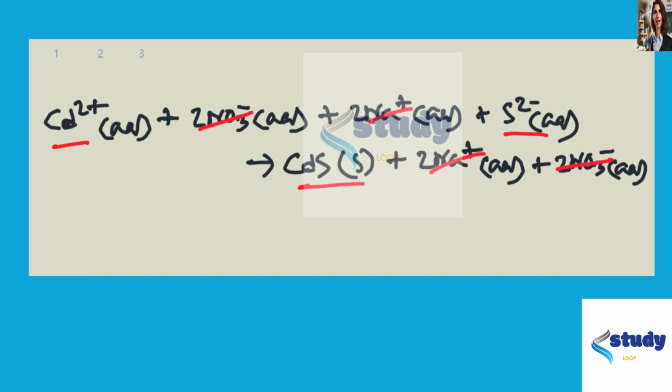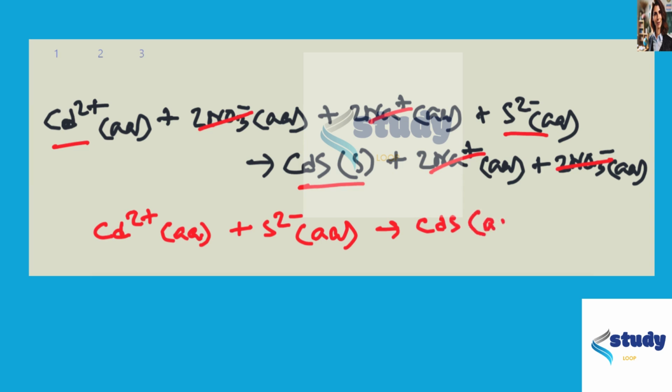So we can just cancel them out to have our net ionic equation, which will be Cd2+ plus S2-, giving us the product cadmium sulfide. It's solid. So this is our net ionic equation.